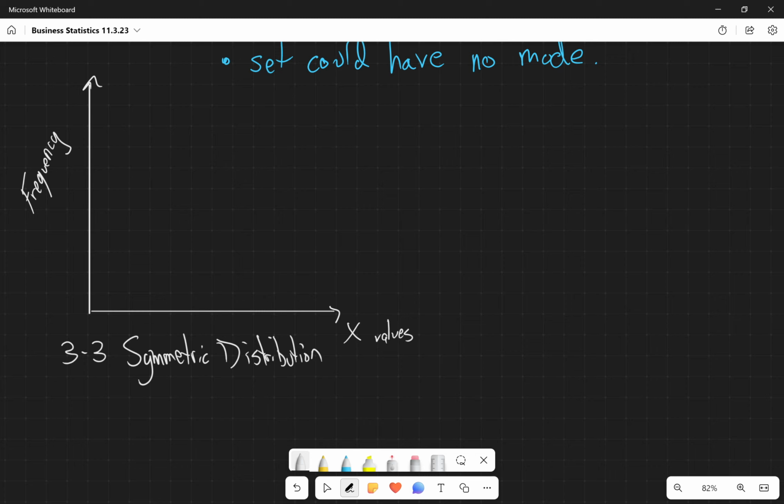So now we're going to talk about the relative positions of mean, medians, and modes. And so we'll start with chart 3-3 with a symmetric distribution. So we have our x values on our x-axis, frequency on our y-axis. And we end up with something like this.